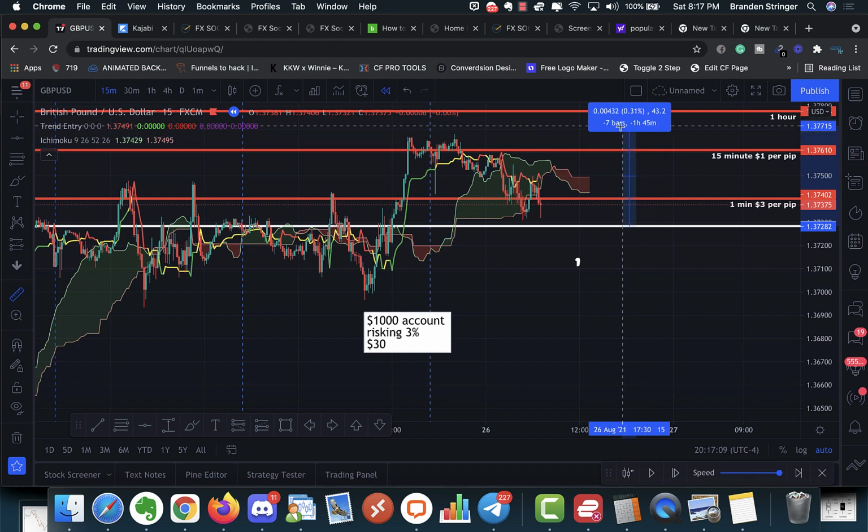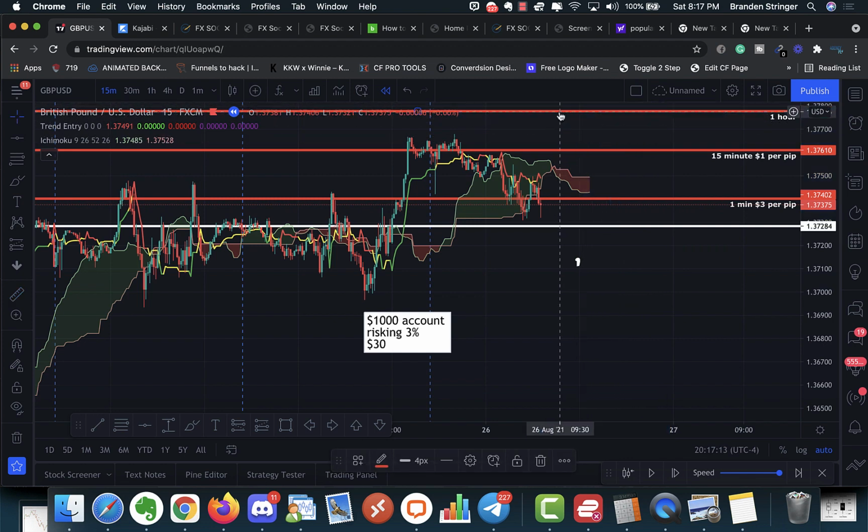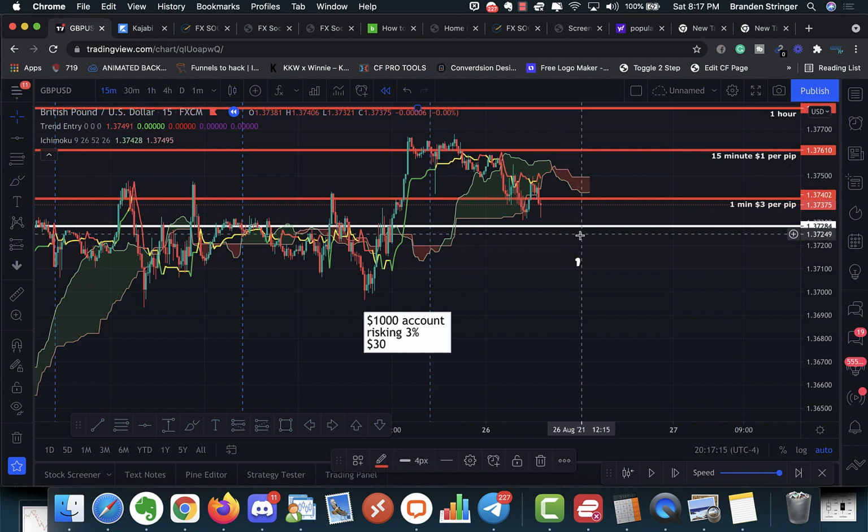And I'll tell you why you shouldn't trade another way. So let's say this is 50 pips. For you to lose $30, you would have to do, I believe, like 60 cents a pip. So we'll just say 60 cents a pip.